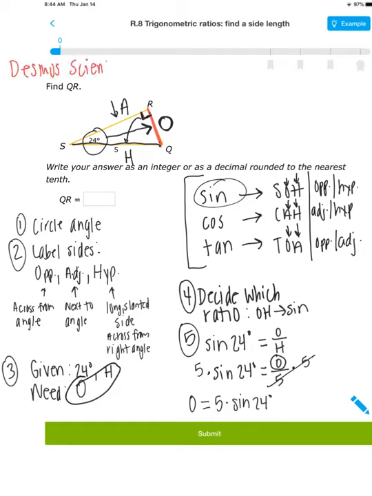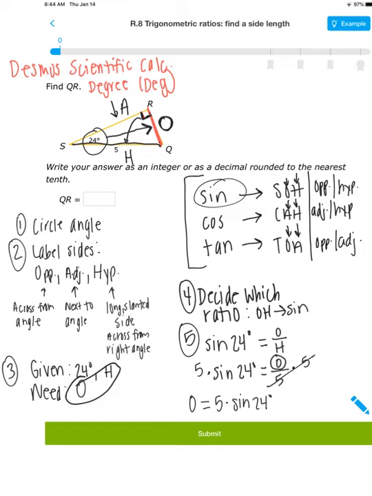Desmos Scientific Calculator. You want to make sure that you are in degree mode. So you want to make sure it says DEG instead of RAD. Otherwise, you're going to get the wrong answer. And then you're just going to type in 5 times sine 24. And sine should be its own button.